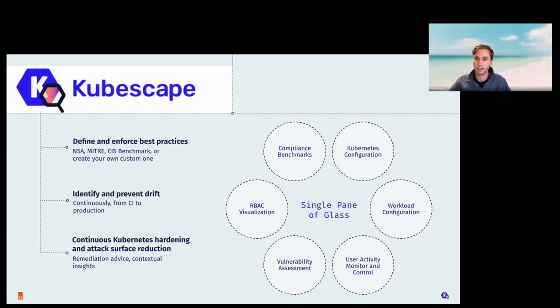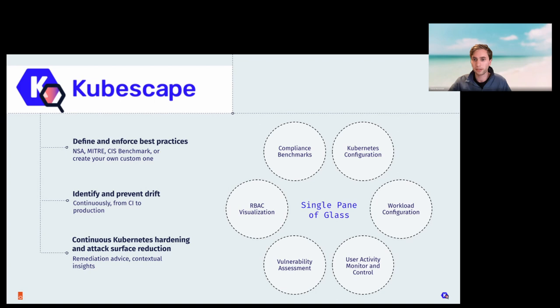Kubescape can also identify and prevent some security drifts. That means Kubescape will tell you if you just published a new namespace or resources with more security issues than you had before. So Kubescape will notify you on such things. In general, we have over here continuous Kubernetes hardening, which we can give you.